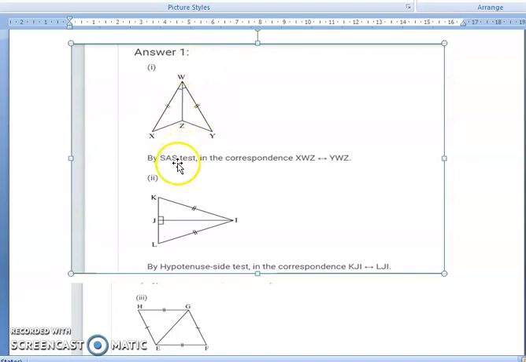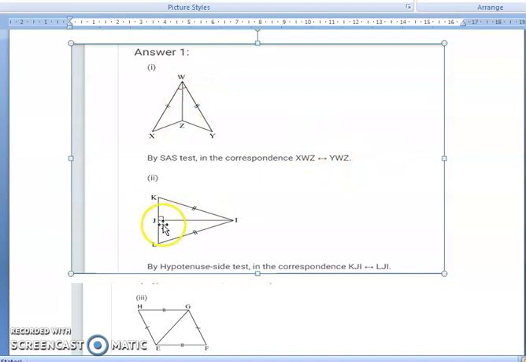Now for the SAS test we need three parts: side, angle, side. By observation in this figure, side WZ is common in both triangles, which means WZ of the left triangle is congruent to WZ of the right triangle. That means side, angle, side in both. So these triangles are congruent by the SAS test, and the correspondence is XWZ corresponds to YWZ.